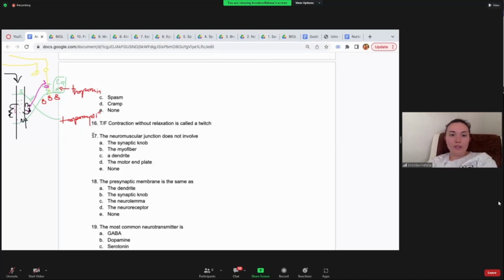Okay, everybody got that? So question 17, it does not involve a dendrite, because remember the neuromuscular junction involves the motor end plate. A dendrite would be for a neuro-neuro junction. Make sense? Synaptic knob to dendrite, neuro-neuro. Synaptic knob to motor end plate, neuromuscular.